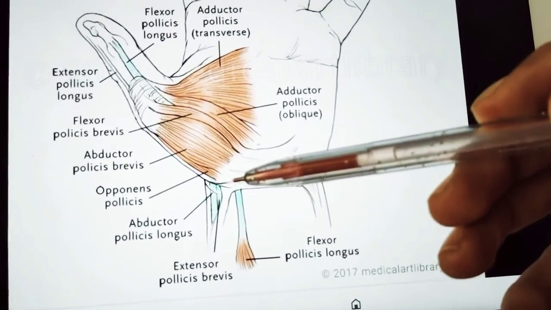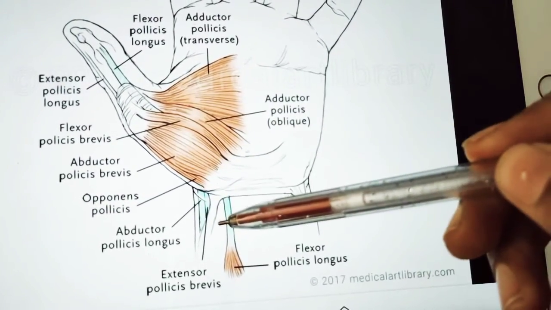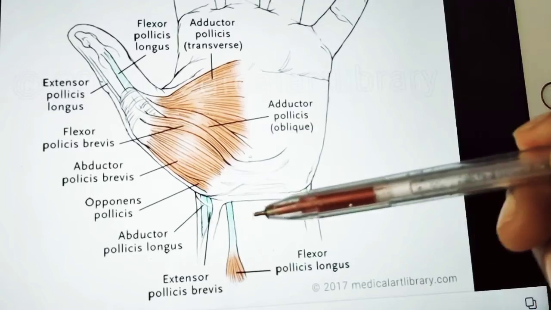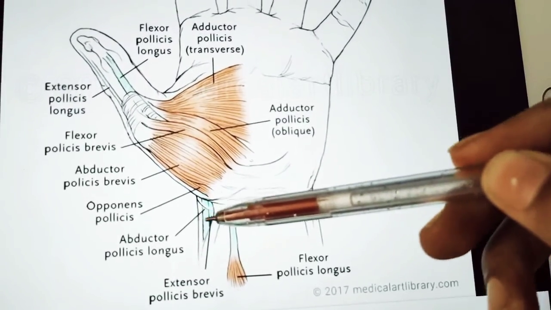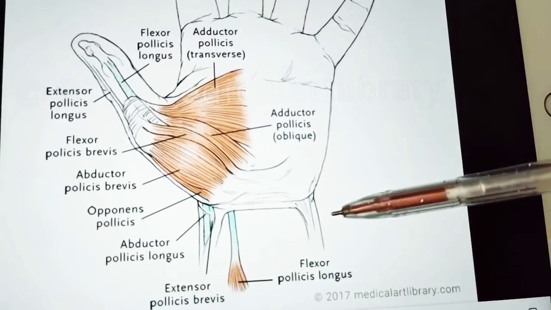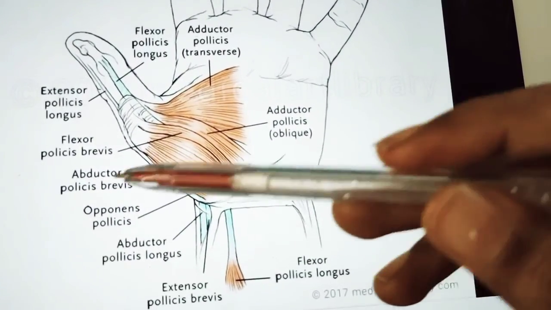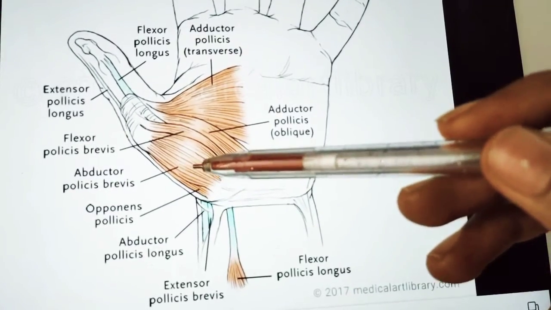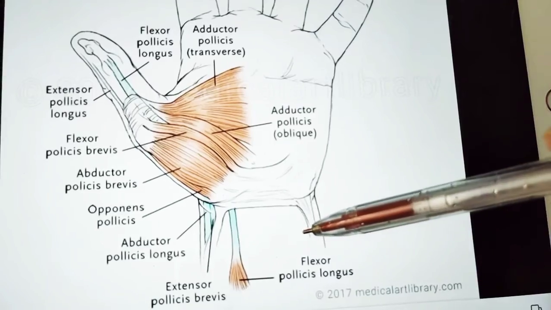Its origin is from the tubercle of scaphoid and also trapezium. Tubercle of scaphoid and trapezium. Scaphoid is in the proximal row, trapezium is in the distal row, right? And also from the flexor retinaculum. Already I discussed in a previous video, right? It will be a sheet-like structure here. So what is giving origin to the abductor pollicis brevis? Scaphoid, trapezium, flexor retinaculum, that's it.